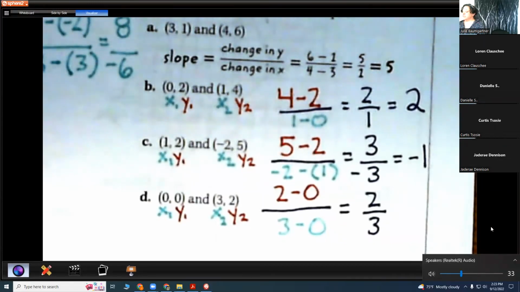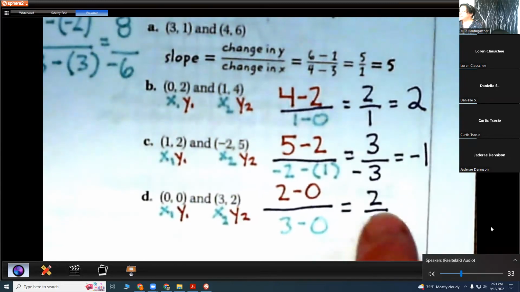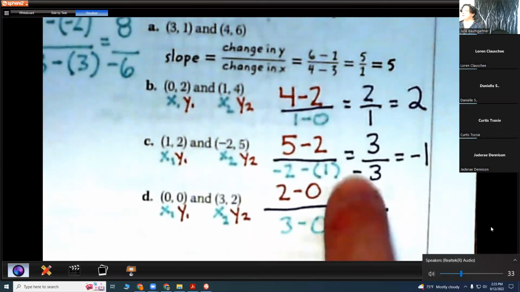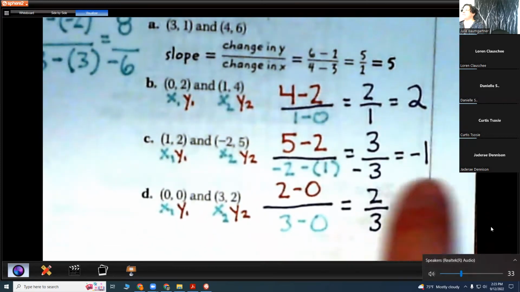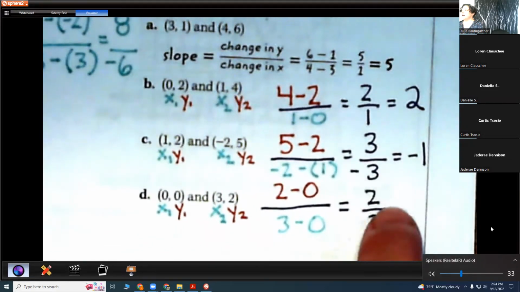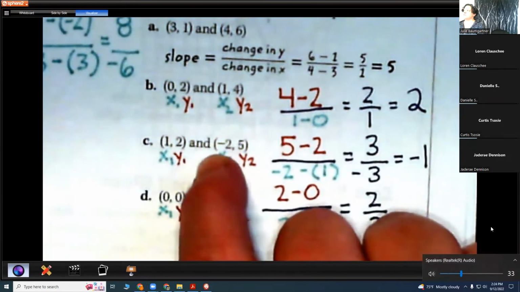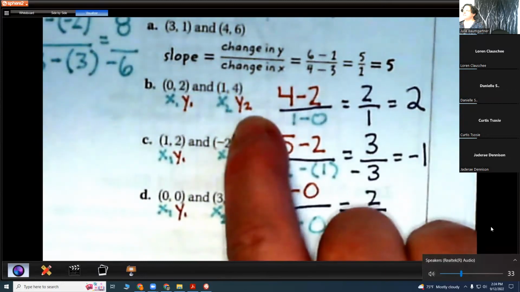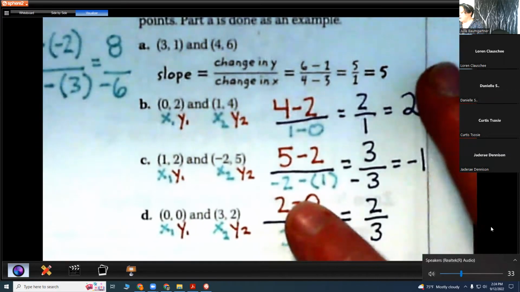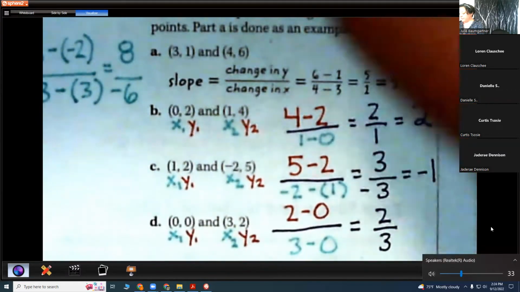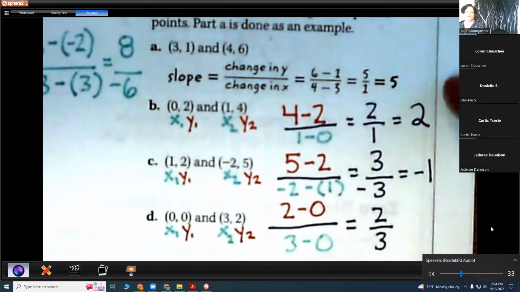Cool. So, slope. Remember, if it's this fraction slope, then that means we rise 2, and then we run 3. If it's -1, we're always rising, but the negative tells us whether we run to the right or to the left. All right, questions, confusion, problems?